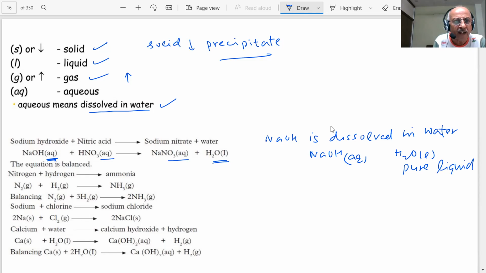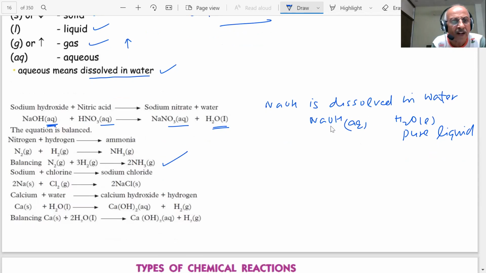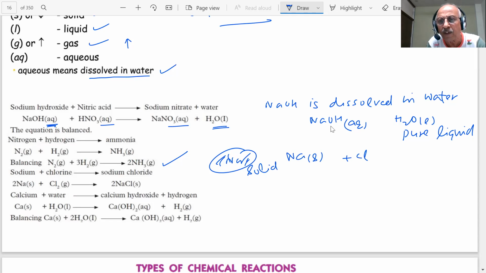Similarly, here is another reaction. Nitrogen reacts with hydrogen. If the reaction is balanced, then I am specifying the state. Nitrogen is gas, hydrogen is gas, ammonia is gas. So this is another example, student. Here you see sodium is in the solid state. So we say sodium is a metal which is in the solid state. It is reacting with chlorine, and chlorine we have shown as a gas, student. This is in the gas state and forming NaCl, which is formed as a solid, student. This is a solid according to the reaction.